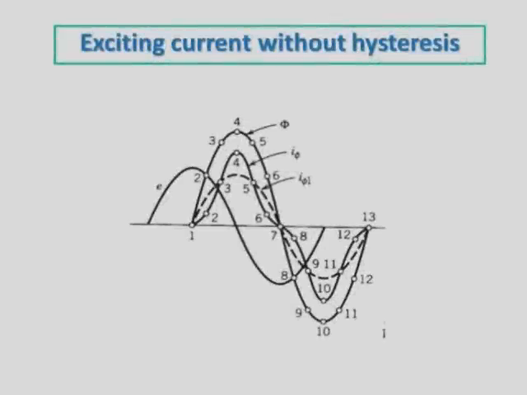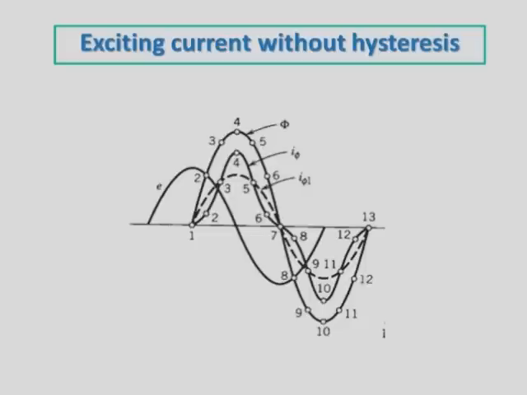Now I will talk about the exciting current. Exciting current is the current that establishes the sinusoidal flux in the core. This current is generated by the sinusoidal voltage source. First is exciting current without hysteresis. The exciting current is non-sinusoidal.